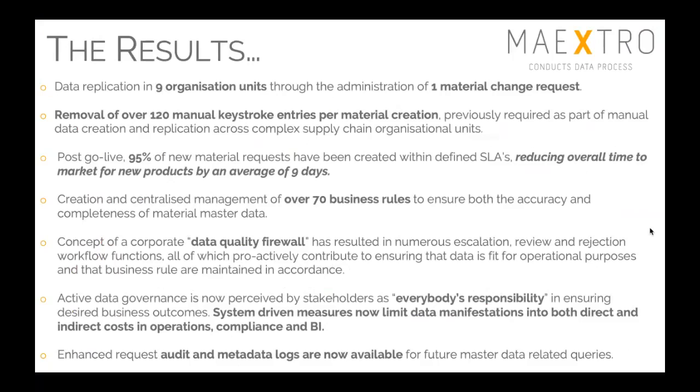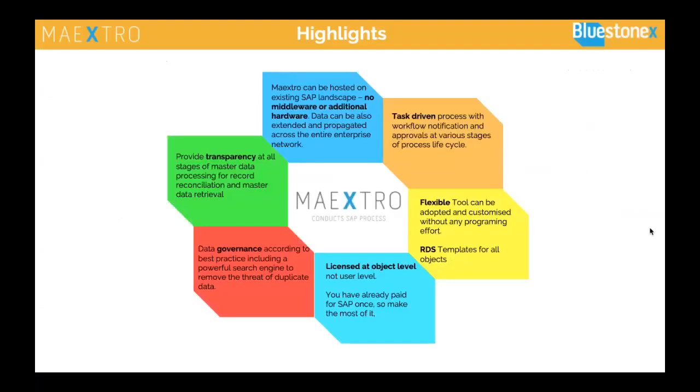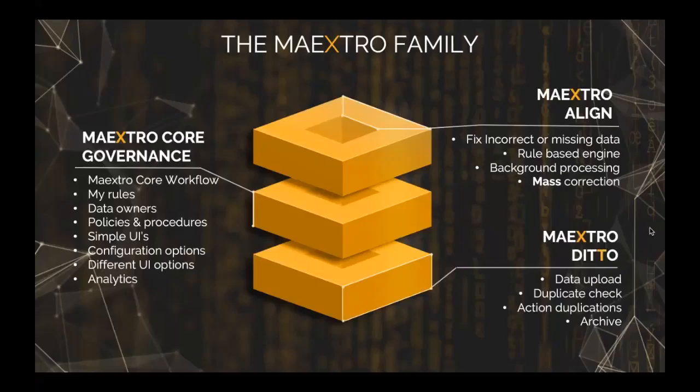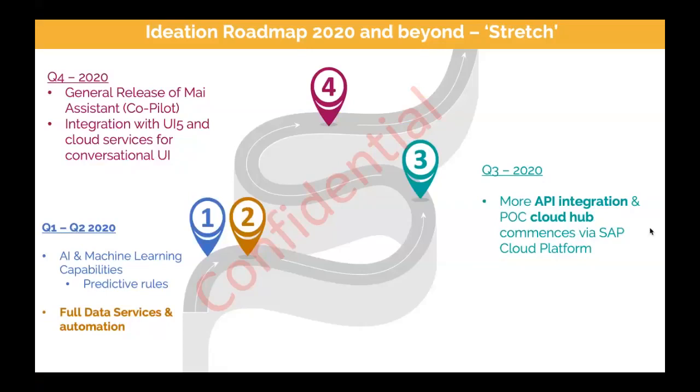So that's Maextro. That was the Maextro family. So what you've seen there is Ditto, which is the analysis and looking at trends. The governance, which is the core engine, applying rules, creating rules, policies, creating data, changing data, and then finally using that rule set and running it back over legacy data is the align function. I won't talk about the roadmap. We've got a lot of stuff in here that we're doing around data automation and data services that we're providing, as well as software. But yeah, as you can see, we're pretty busy at the moment.